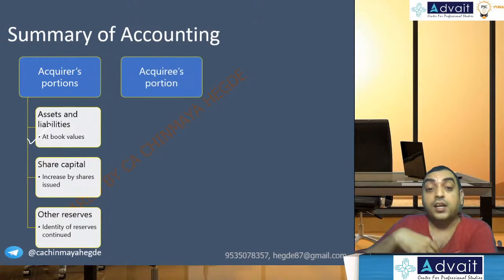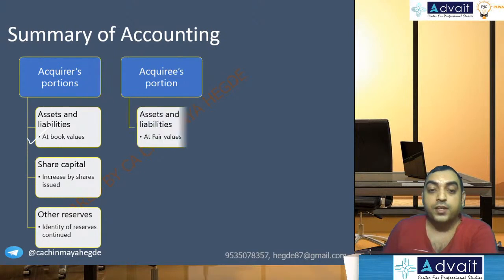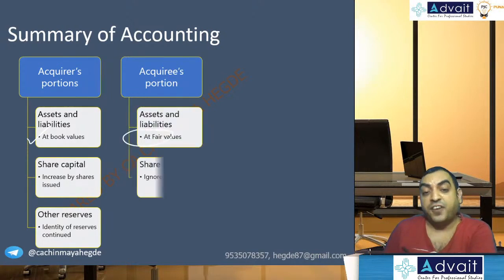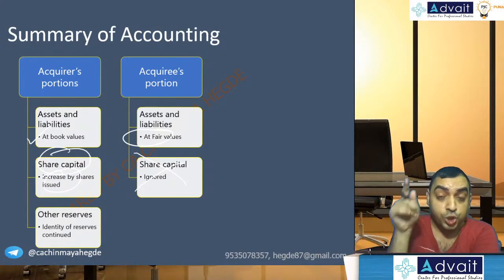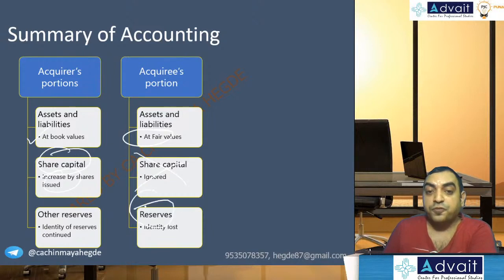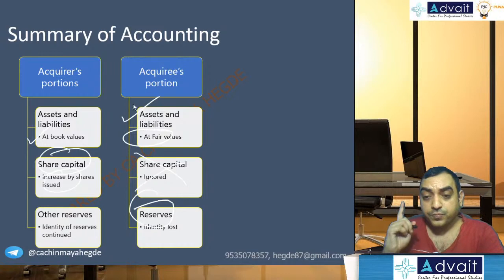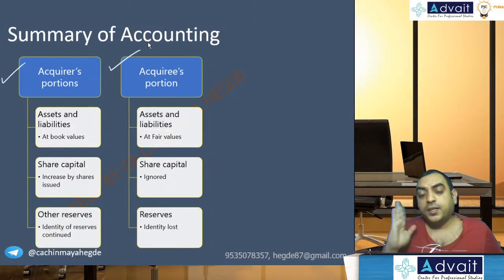That is the acquirer part. For the acquiree, the company which is being closed, assets and liabilities will be at fair values. Share capital is not taken, because we are increasing by the share capital issued. So issued share capital is considered, not existing share capital. Reserves of the acquiree are not taken over. We will take over only assets and liabilities, not reserves. Now, between these 2 columns, any point I need to explain, please ask.